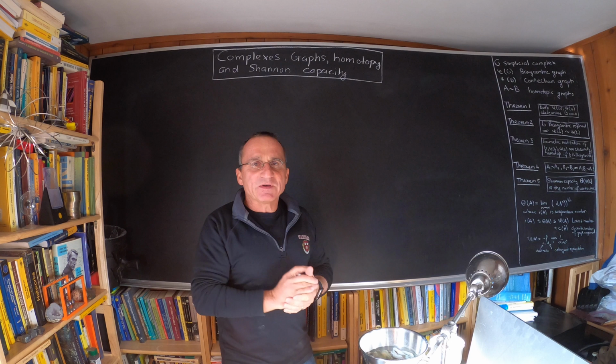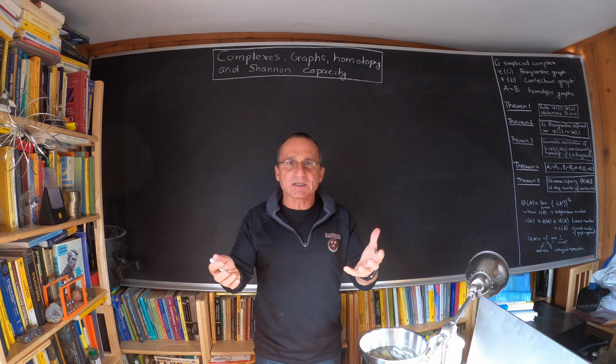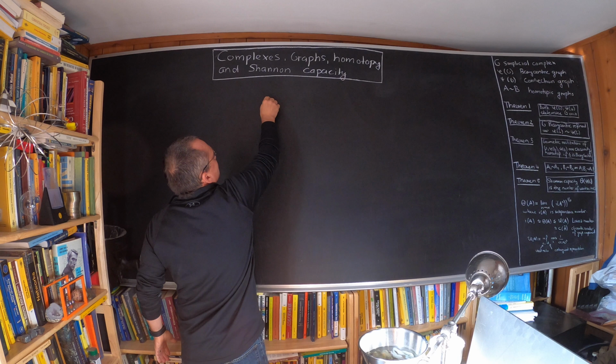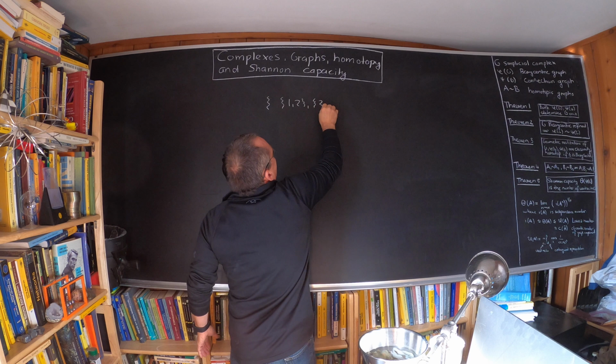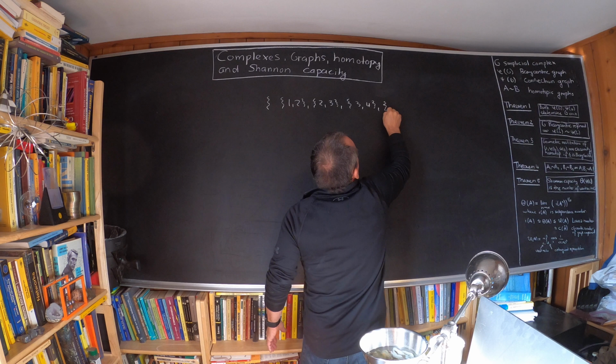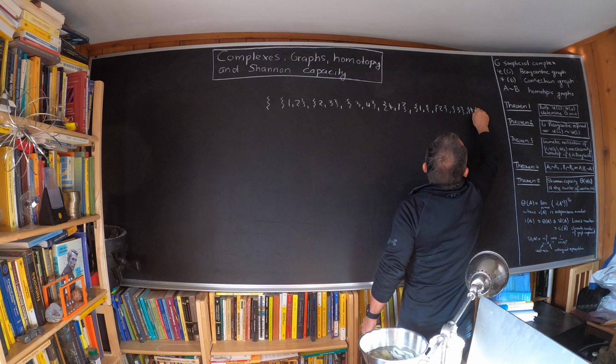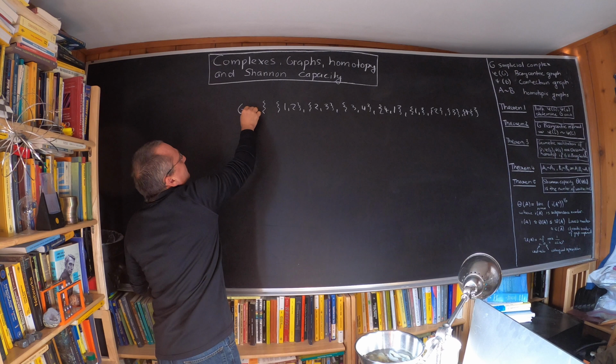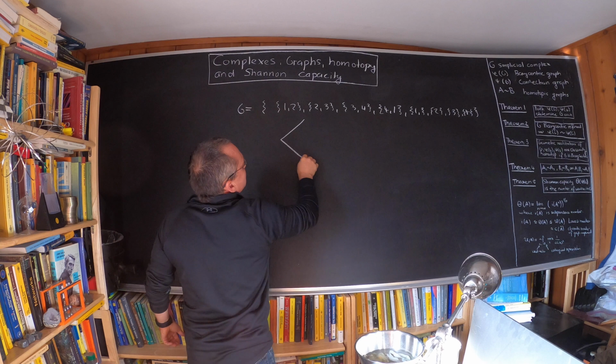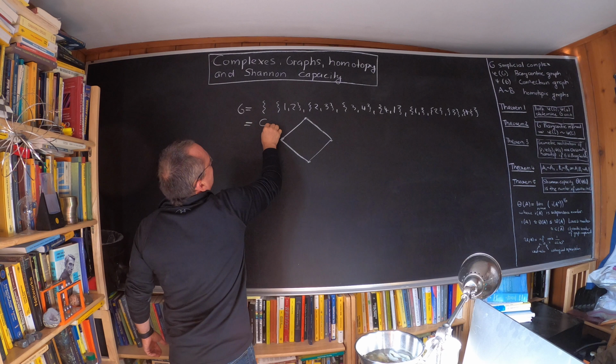So we start with a finite abstract simplicial complex, which is just a finite set of sets closed under the operation of taking finite non-empty subsets. For example, here, let's take this finite set of sets. We usually draw them. The geometric realization is here. This is acyclic. In this case, this is just C4. And we realize this as a graph.